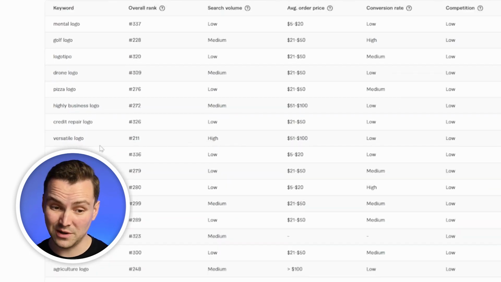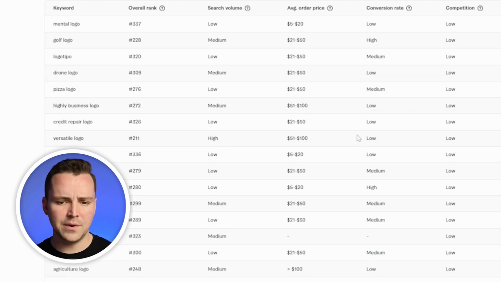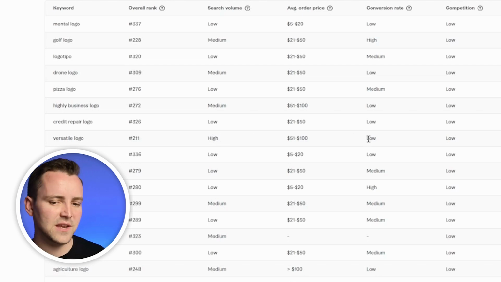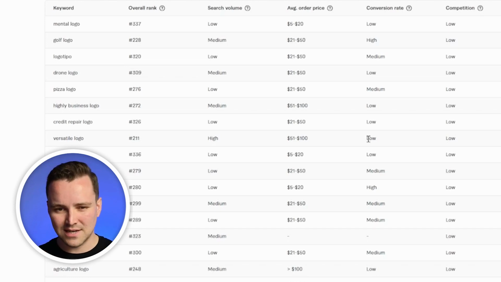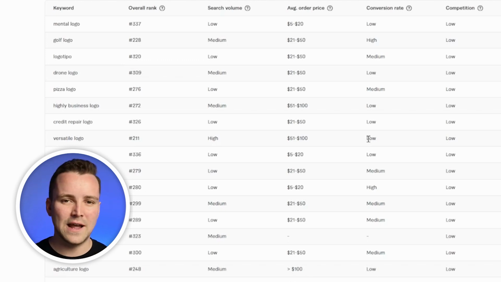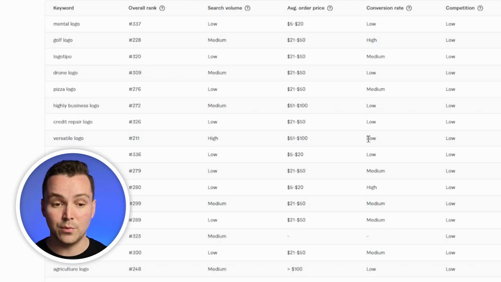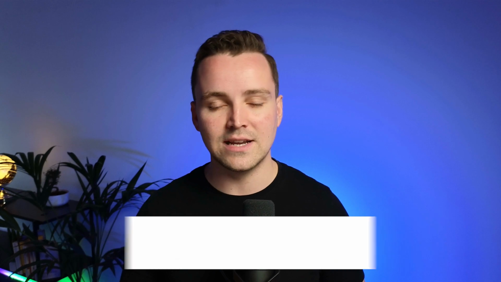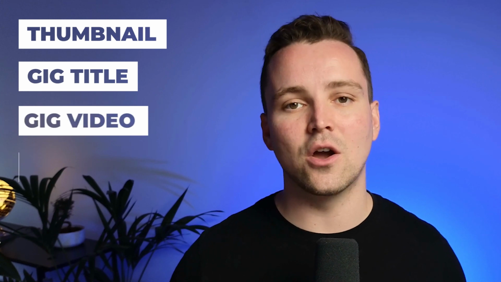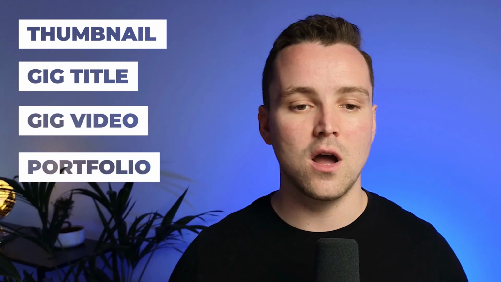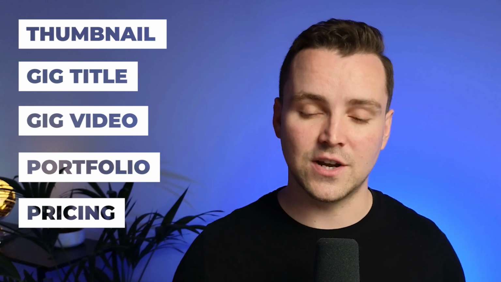It's got high search volume, so a lot of people are searching for versatile logo, but it's got a low conversion rate. So that tells me that these people that are searching for a versatile logo, they don't have such a high intent when it comes to actually buying it. There could be many factors for that. I would probably say that that sounds like a keyword opportunity to me, and I would probably try it out on the basis that it's low competition, but there's a very high search volume. So your job would be to try and improve your own conversion rate by improving your thumbnails, your gig title, having a really compelling gig video, a really good portfolio that shows your skills and your work. And of course, a good pricing policy as well that just makes sense.